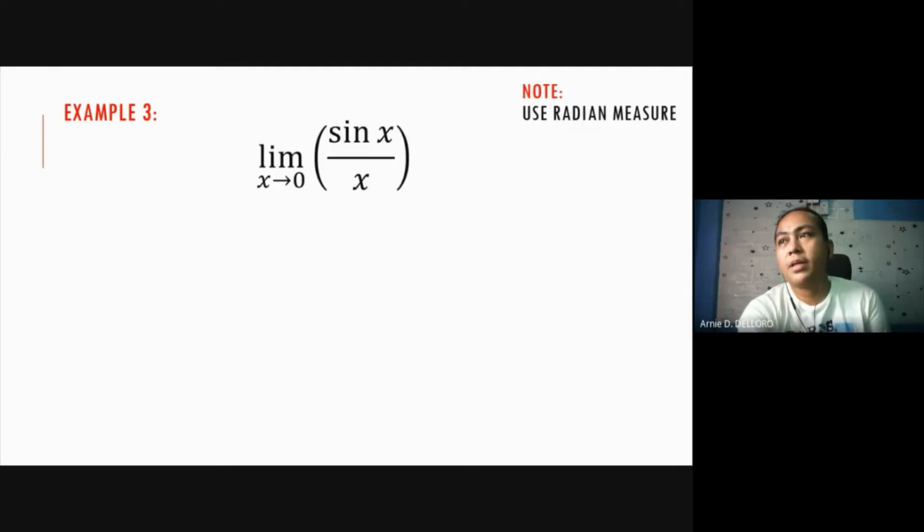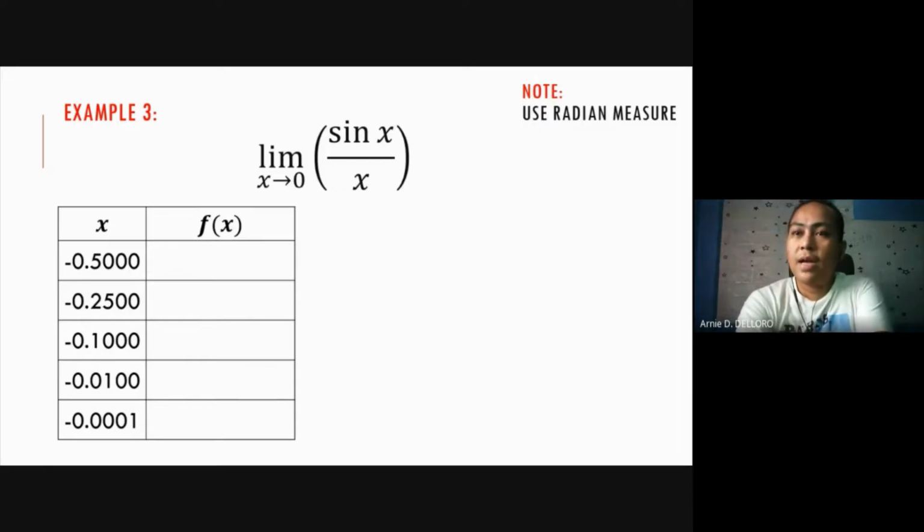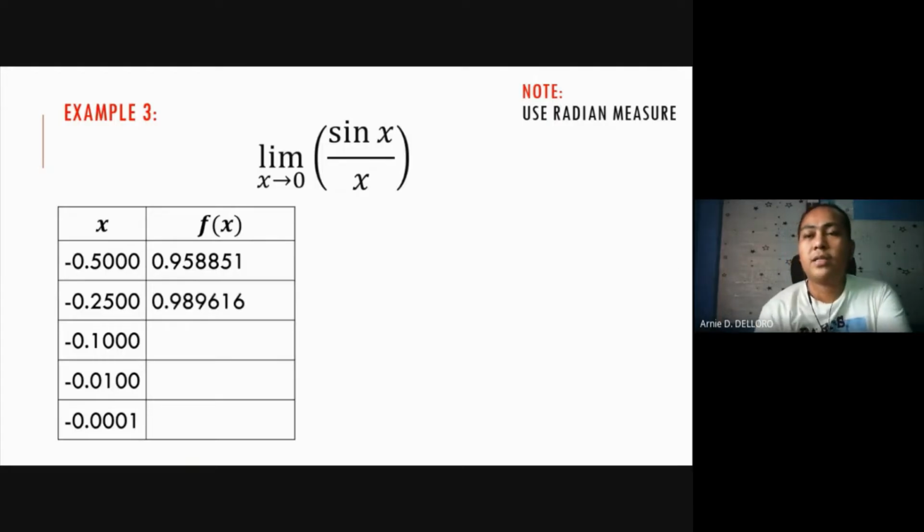So for example number 3, we'll determine the limit of sine x all over x as x approaches 0. So please take note that we will be using radian measure in this case. Okay? So for the table of values, we have the values of x equal to negative 0.5, which will give us the value of the function equal to 0.958851. If the value of x is negative 0.25, the value is 0.989610.